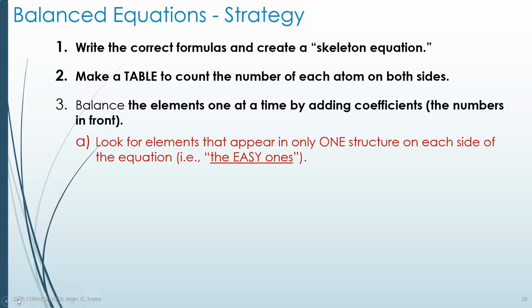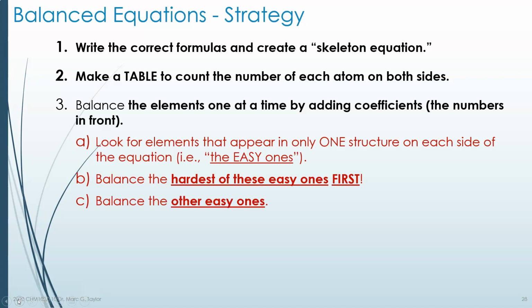So you're looking for something that's only in one substance on the left and one on the right. We'll call these the easy ones to balance. You will then pick the hardest of the easy ones to balance first, and I'll show you what I mean by that when we get to actual examples. Once you balance the hardest of the easy ones, balance the other easy ones.